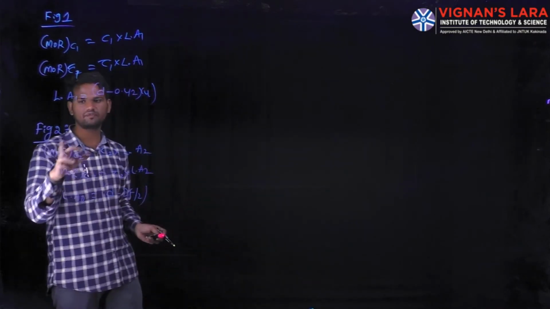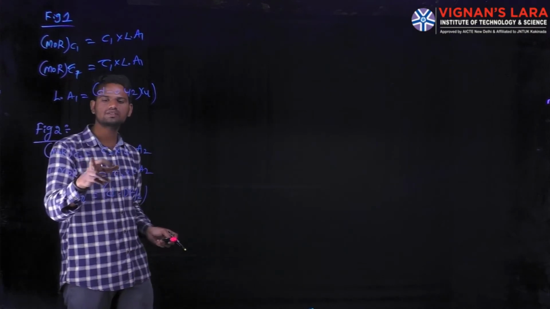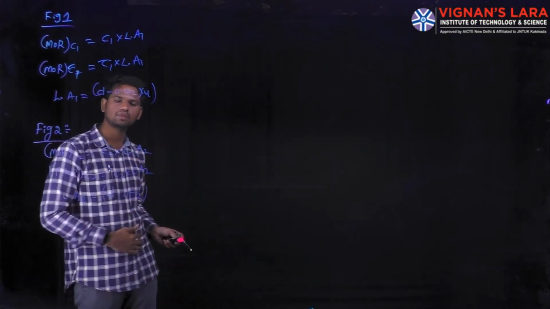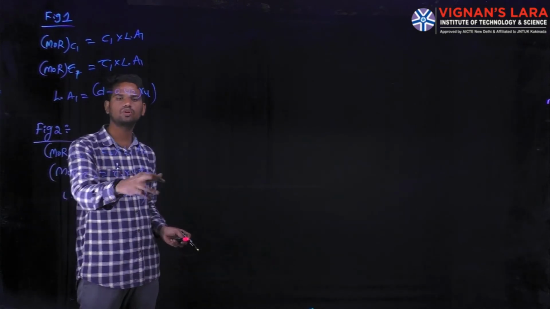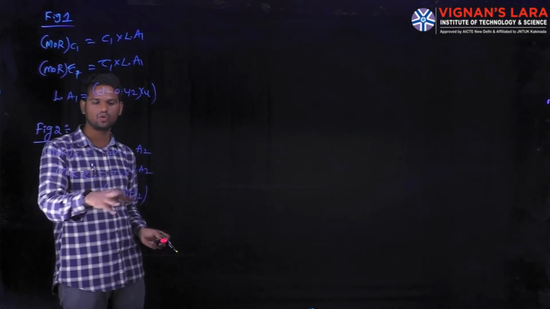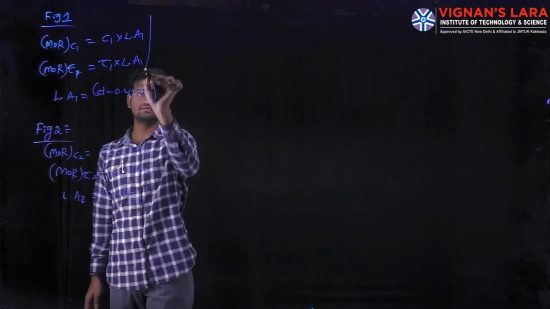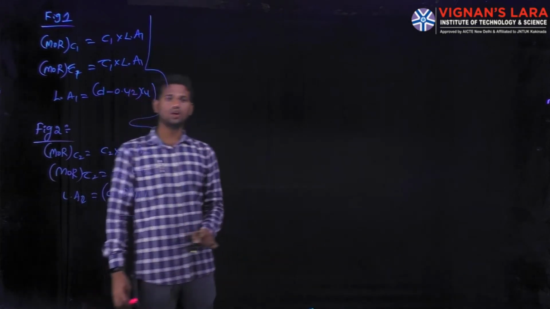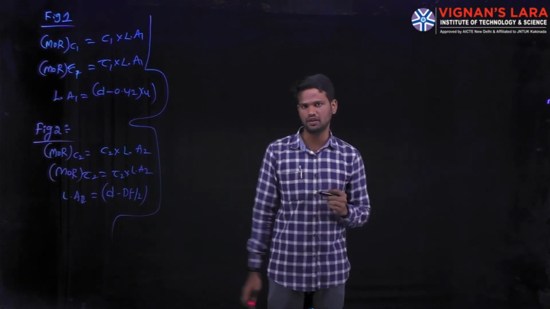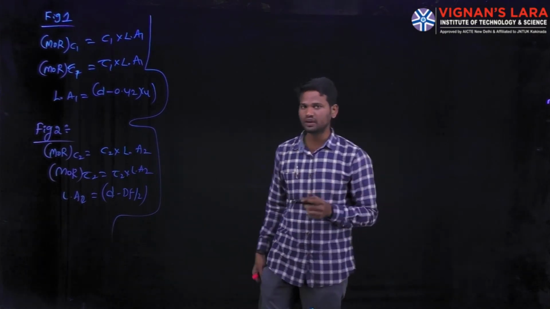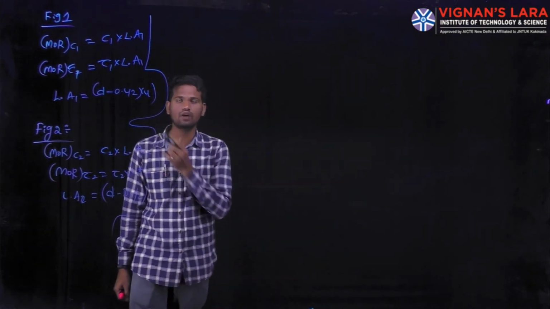From figure number 2 we have the moment of resistance for the total compressive force, MOR C2 equals C2 into lever arm LA2. Again, moment of resistance for the tension zone, T2 equals T2 into lever arm LA2. That lever arm LA2 equals D minus DF by 2. From this we have to calculate the total moment of resistance for the entire T beam, both the moment of resistance in compression as well as in tension.